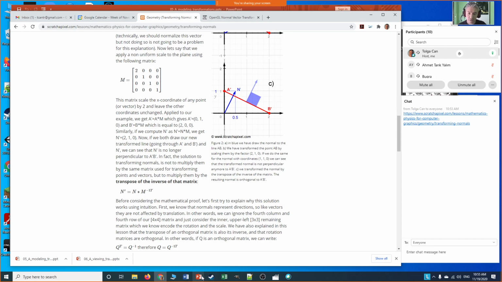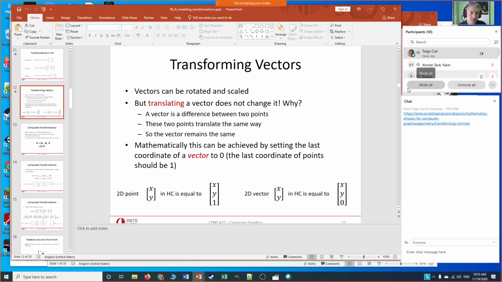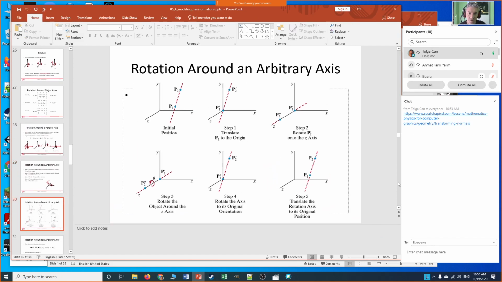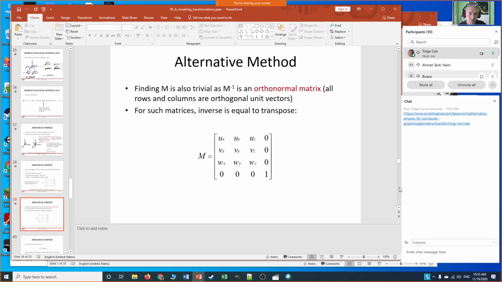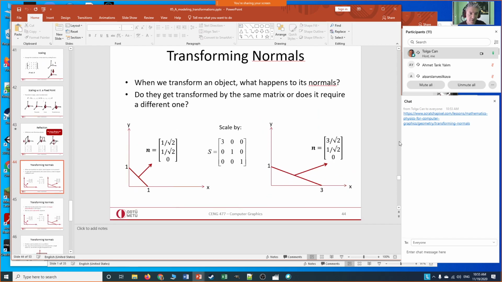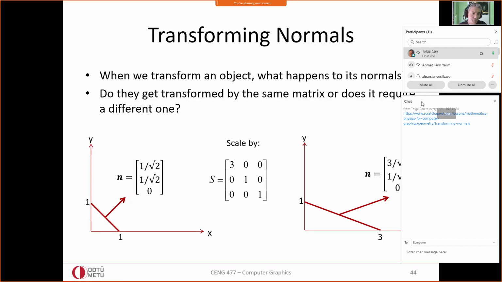I'm going to go to the slides actually for this to go step by step. All right. So this is actually described here in these parts of the slides, after we talked about rotation, but I'm going to come to that later again. So here, transforming normals, yeah, right here. Now I'm going to talk about transforming normals.